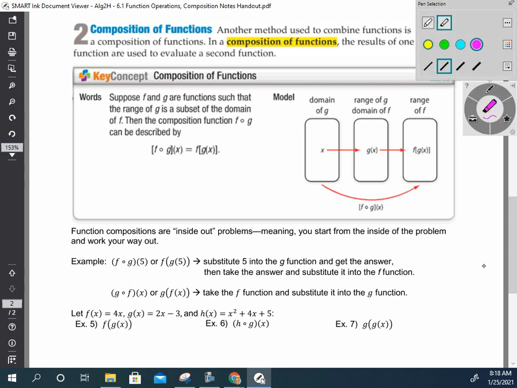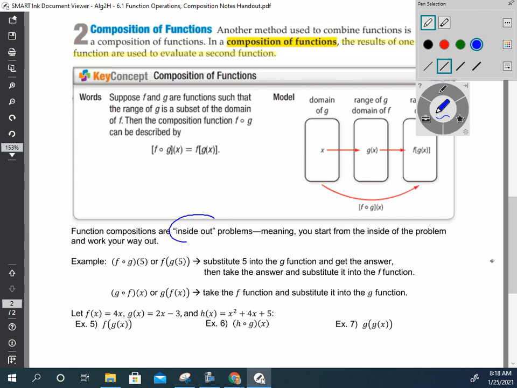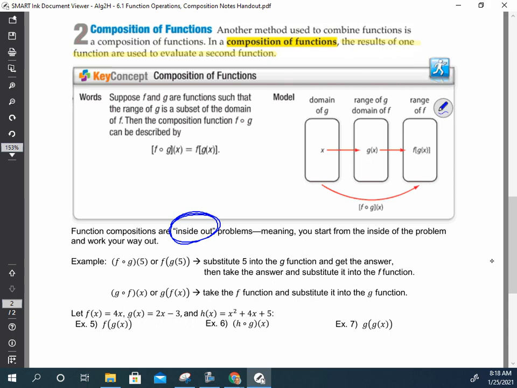Composition is when you take the answer of one function and you plug it into another. You're taking one function and plugging it into another function. That's what a composition is. These types of problems are called inside-out problems, because you start from the inside and work your way out.